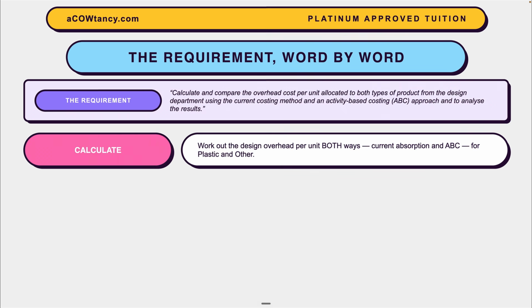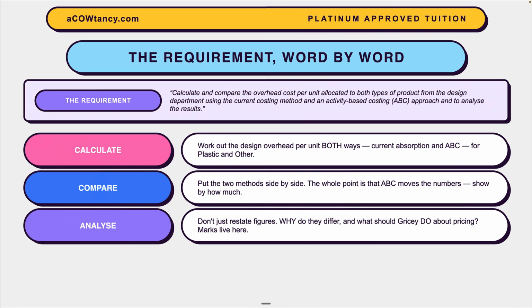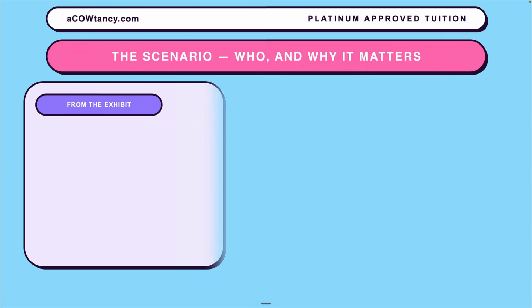So, calculate. We're going to work out the overhead per unit using current absorption and ABC. We're going to compare the 2 figures at the end. Then we're going to analyse them and say why it's important. And we know why it's important because they're cost leaders. So the actual real cost is really important in order to do your pricing. It's per 1,000 units. We'll just deal with that as we go through.